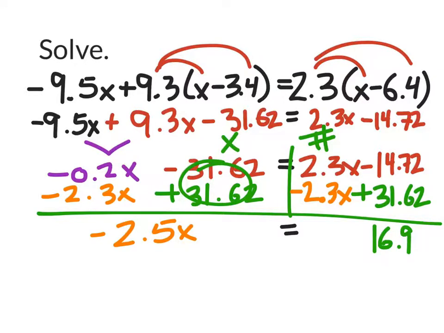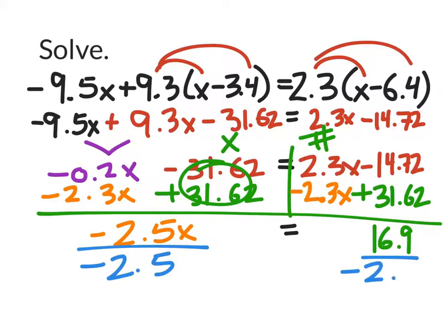Well, now that I have this as a one-step equation, I'm just going to divide both sides by the coefficient, negative 2.5. Again, principle of equality, if you do it to one side, you must do it to the other side. It's a phantom 1x. x equals 16.9 divided by negative 2.5, and I get negative 6.76, which isn't very pretty, but it still works. All right? So I got negative 6.76.